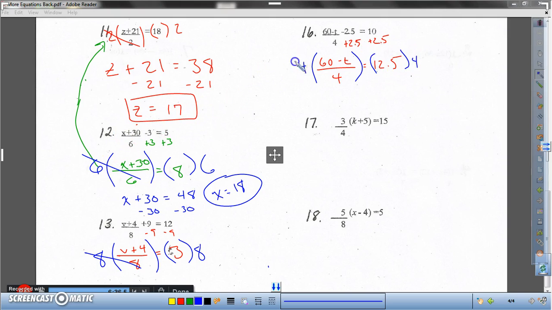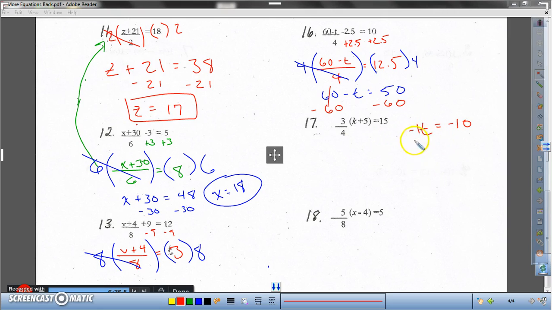That's going to cancel the 4 on the left side, and then 12.5 times 4 is 50 on the right side. And so it ends up in a little bit different format here, but it's still a one step to isolate the variable. And so you subtract 60 on both sides, and that leaves you with a minus t is equal to a minus 10. But the coefficient on this variable is negative 1. I don't want a coefficient of negative 1. I want a coefficient of positive 1.